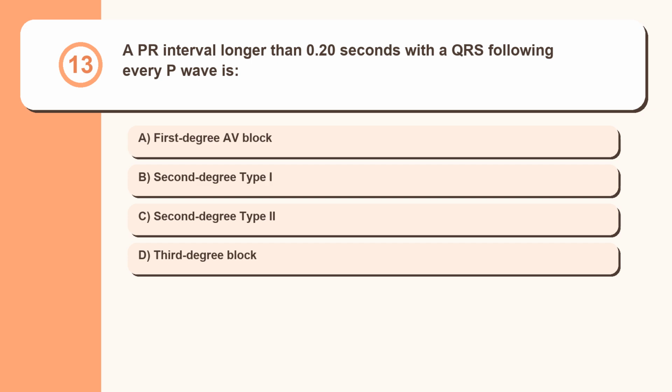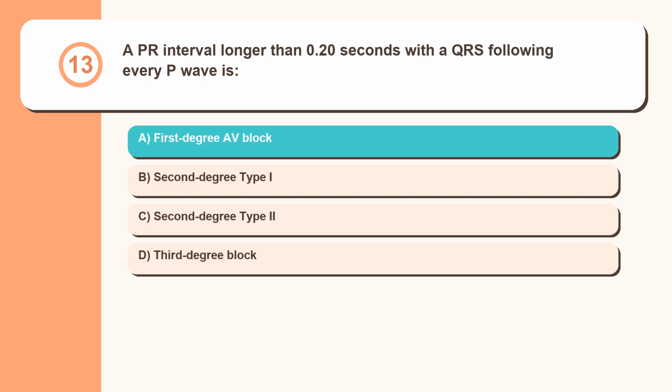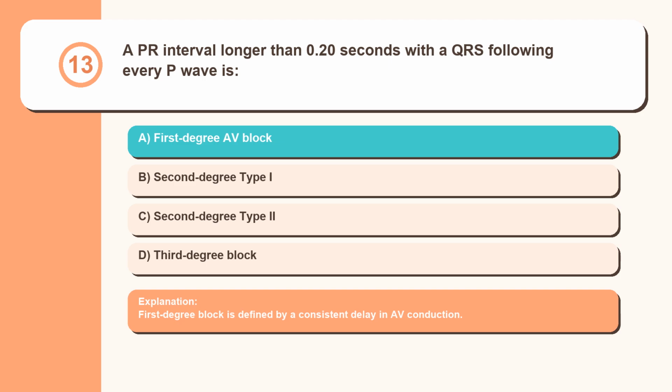Question 13. A PR interval longer than 0.20 seconds with a QRS following every P wave is first-degree AV block, second-degree type I, second-degree type 2, third-degree block. First-degree block is defined by a consistent delay in AV conduction.